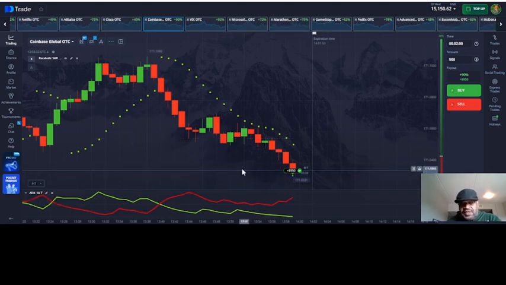Okay, so that trade was in the money. All right, so I'm going to end this session here. I'm going to go ahead now and show you the settings for my indicators here.